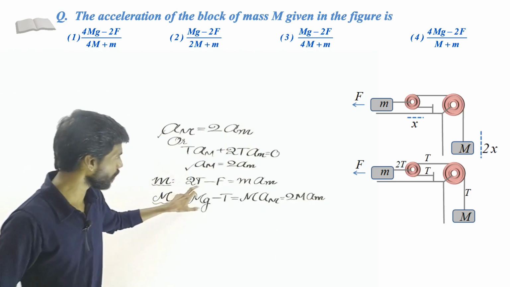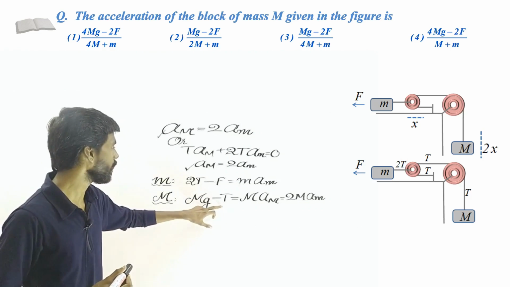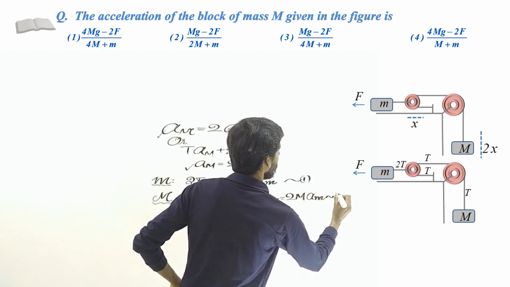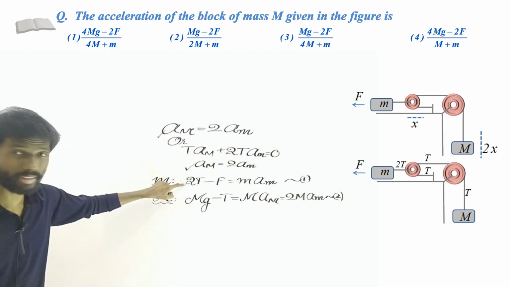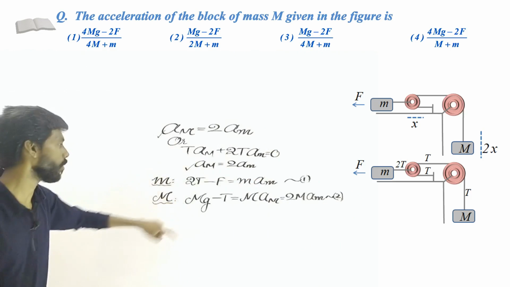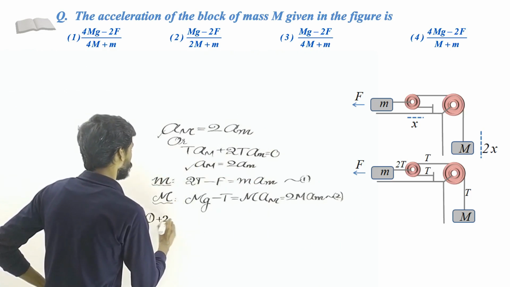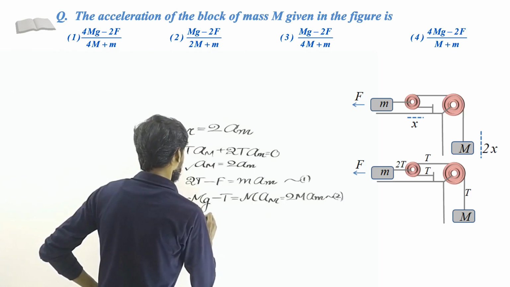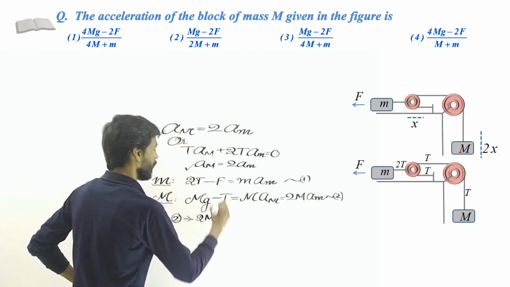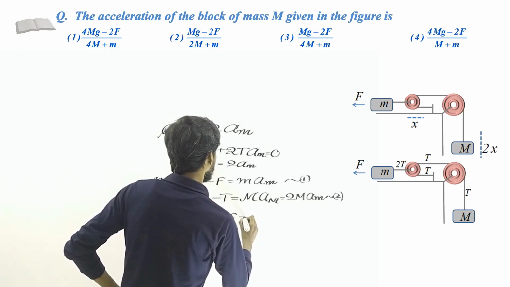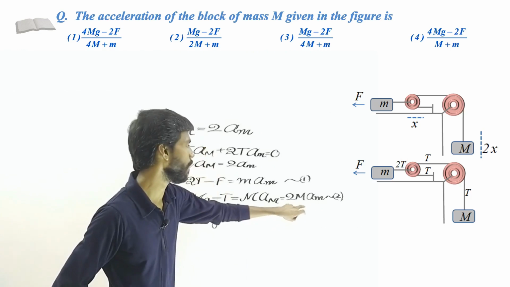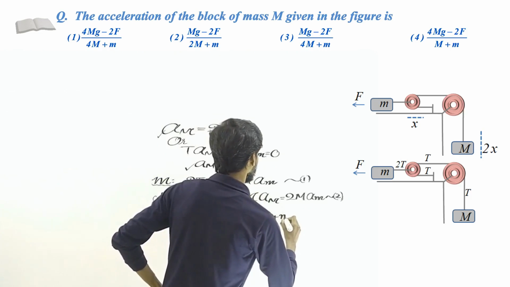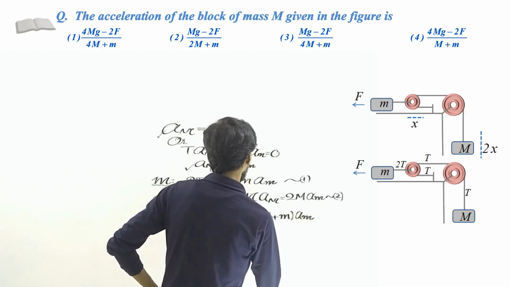I think we don't need this T. We have to eliminate T. How to eliminate T? Find T here and substitute. Or we can do one thing. This is our equation number 1 and this is equation 2. We can add the first equation with 2 times the second equation. So that gives you 2mg minus F equal to, this is multiplied by 2, so 4m am, plus this is added, m multiplied by am. Okay, that's all.